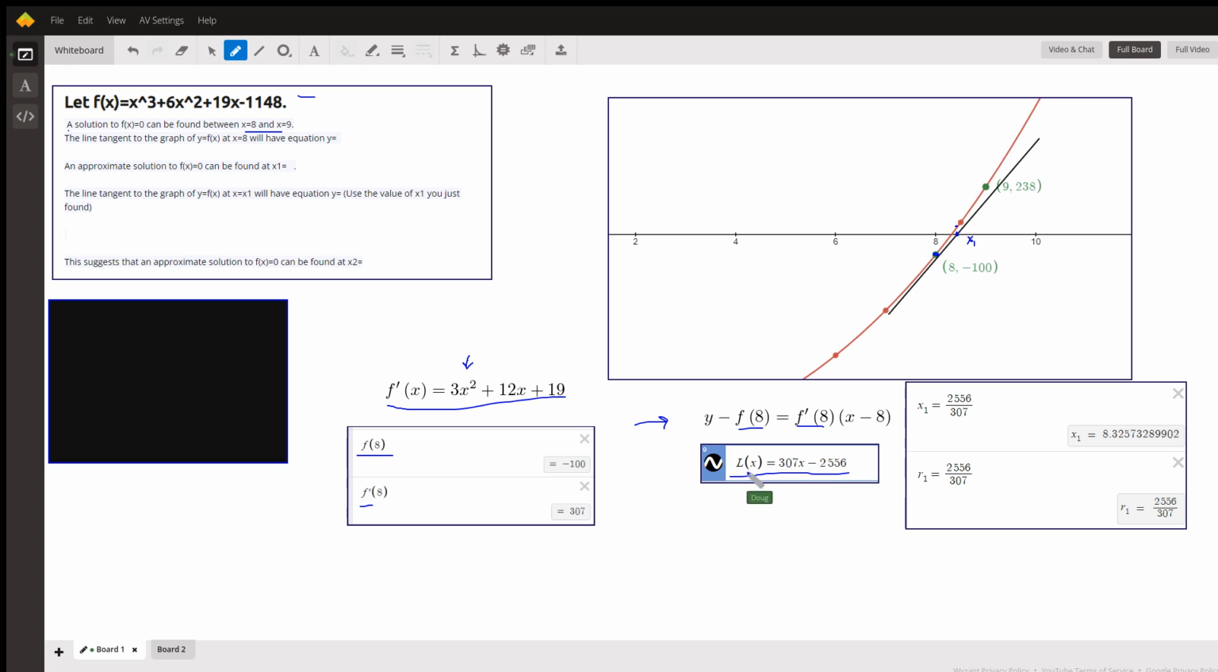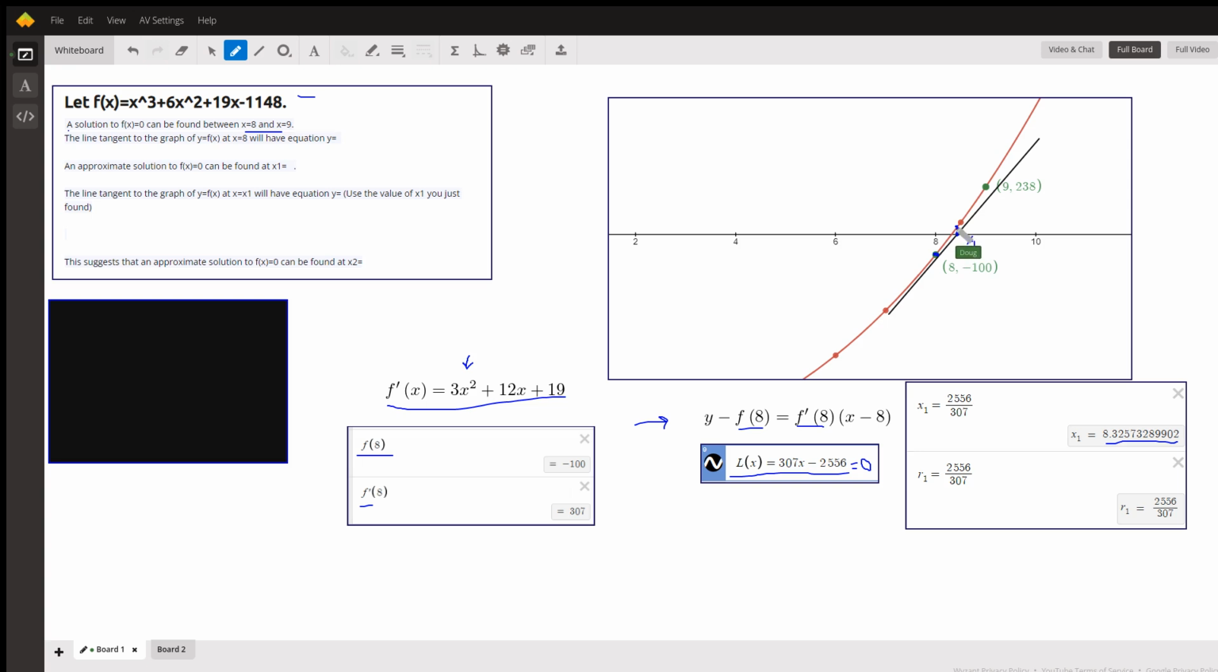So if we set this 307x minus 2556 equal to 0 and solve for x and call it x sub 1, we get 2,556 over 307, which as a decimal approximation is that. And so that's an approximate root. It's pretty close, okay? But we can get closer. This is where Newton's method comes into play.